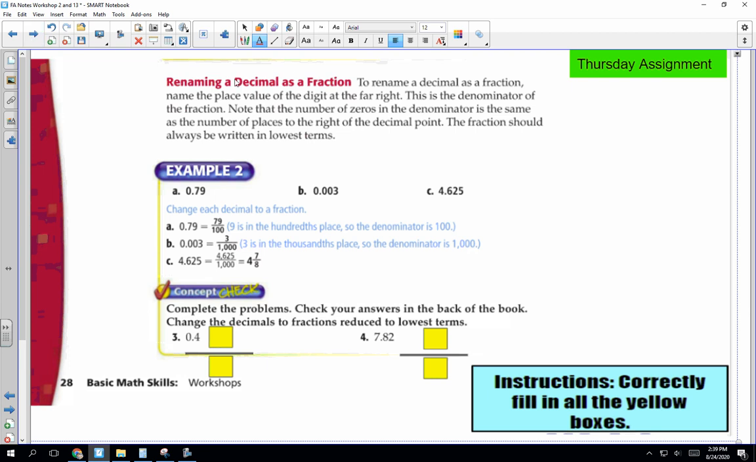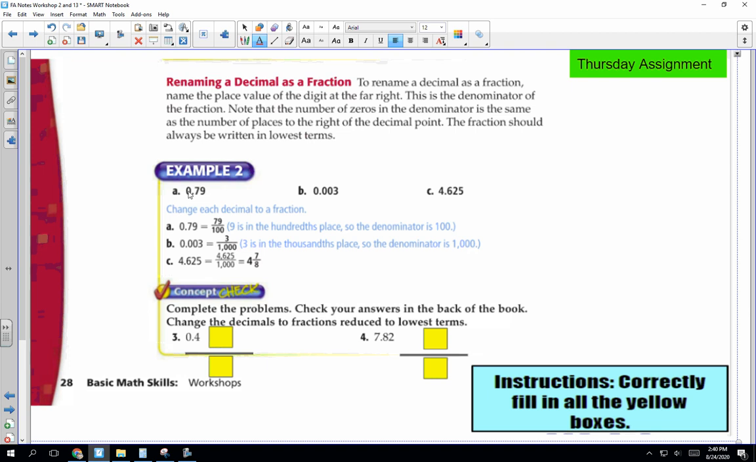Okay, so now we're going to go from a decimal to a fraction, and it's not as hard as you think it's going to be. To rename a decimal as a fraction, name the place value of the digit at the far right. This is the denominator, or the bottom of your fraction. Note that the number of zeros in the denominator is the same as the number of places to the right of the decimal point. The fraction should always be written in lowest terms.